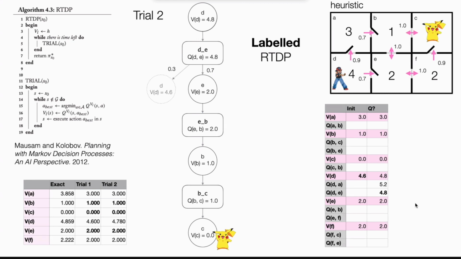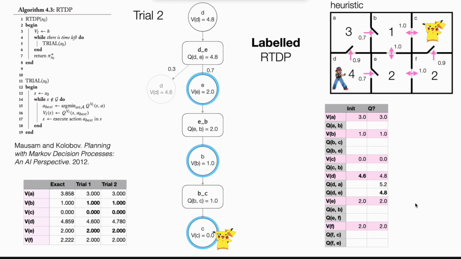practice. So what I can do is I can look at my residual, and when my residual between two trials of the algorithm is small, I can label the states. So here, if we look at the table on the left, we can see that the value of C is converged. We can see that the value of B is converged, and we can see that the value of E is converged, right? There was no change in value between two trials through that state.